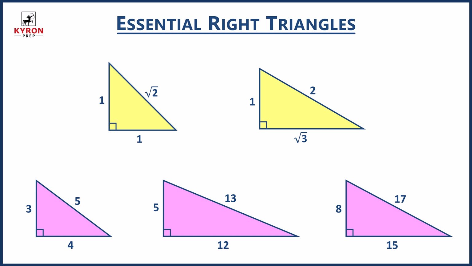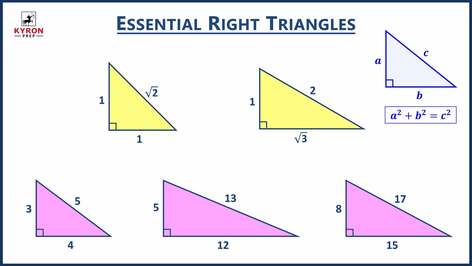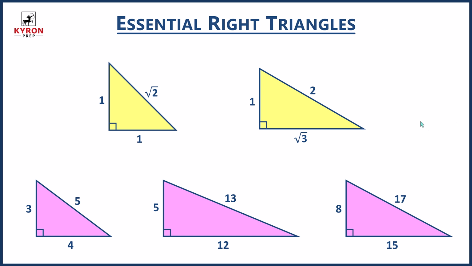The basic idea here is that once you memorize these triangles, you'll be able to avoid using the Pythagorean theorem and thus save some time on geometry problems. Pythagoras tells us that for a right triangle like this, a squared plus b squared equals c squared. And this is great, except that the calculations can be a little time-consuming. So if you know these triangles by heart, it's better to use this rule.